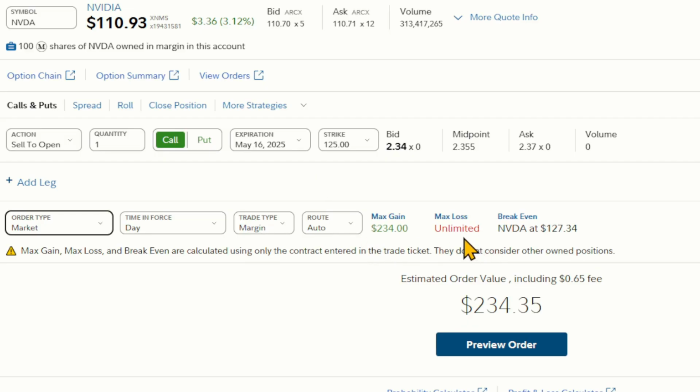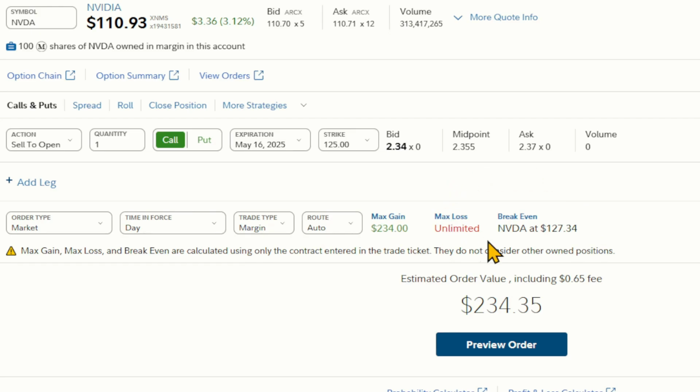Now, the max loss is unlimited, and that scares some people. Whenever they see that, they go, oh my God, what does that mean, Dave? That means that NVIDIA has no roof that it can't go through, right? It can go to $1,000, $2,000, $10,000 a share, but it probably won't. But that means in that case that you lost a lot on this option, right? The option value has an unlimited price that it can go to. That's all. So we'll put some real numbers around this before we leave this screen. And then the break even shows NVIDIA at 127.34. So how do we get to that number?